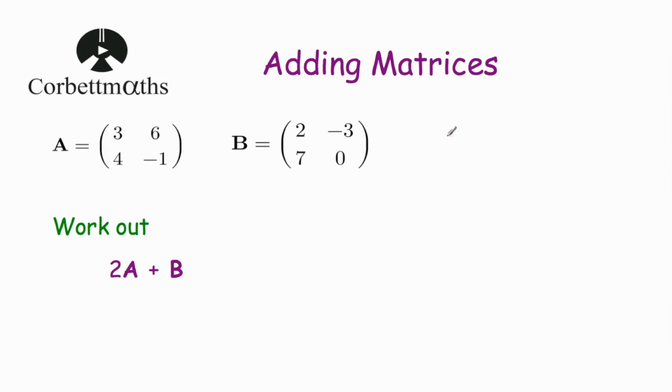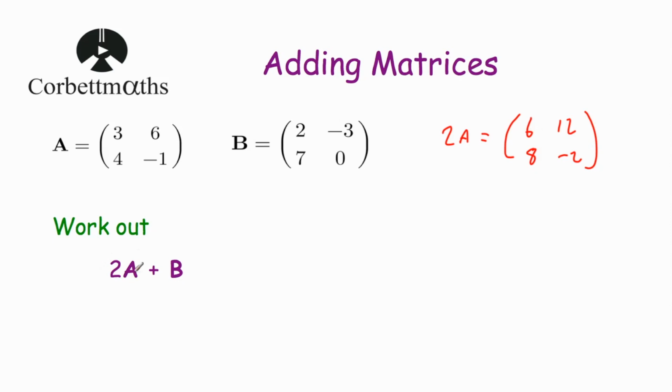So let's have a look at it now anyway. We've got the matrix A, which is 3, 6, 4, negative 1. If we wanted to find 2A, we would just multiply all of these elements by 2. So 3 times 2 is 6, 6 times 2 is 12, 4 times 2 is 8, and negative 1 times 2 is negative 2. So we know that 2A would be 6, 12, 8, negative 2.